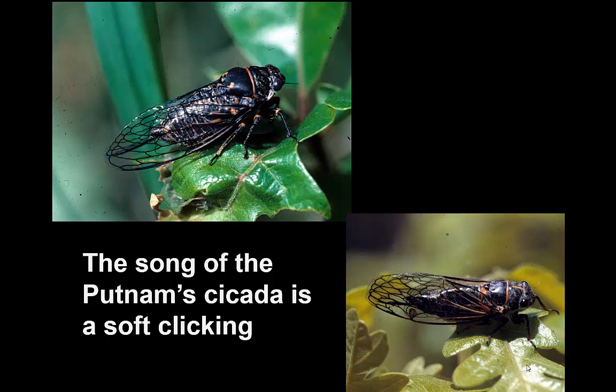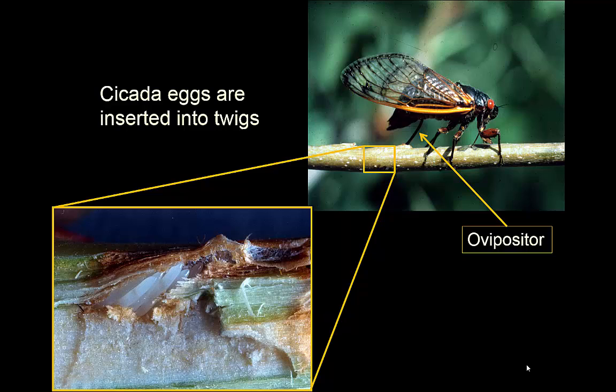However, since we're talking about the most common kind of cicada found in much of the Rocky Mountain region, the Putnam cicada, that actually is one that has a very soft song. It's a slight clicking. It's like clicking two coins together. Very subtle. Something that you might not even notice, or might just be a little thing in the background.